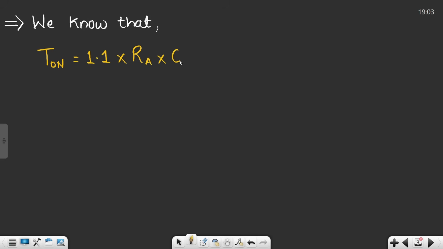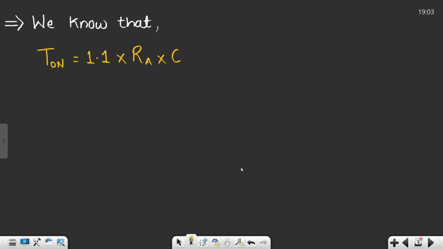So what are RA and C? That we don't know. In this kind of scenario, we need to assume one of the values, and then we will easily get the other value. I know most of you may wonder why exactly we are assuming one value. See, this makes it pretty easy to design this kind of circuit.